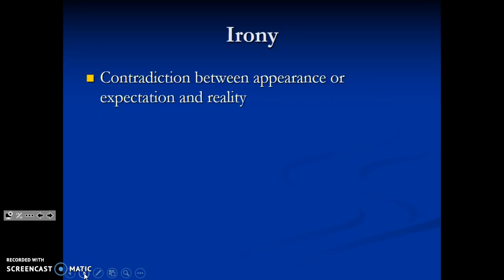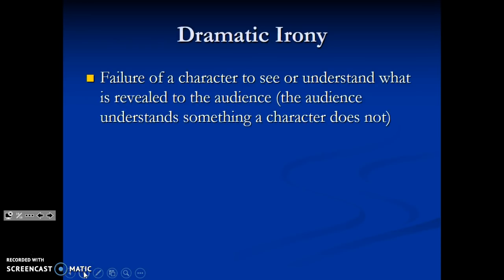Irony, again, this is probably a review for you. Irony in general is a contradiction between appearance or expectation and reality. So something seems different than what it actually is, or someone expects something to be different than it really turns out. And then specifically, dramatic irony is when the audience understands something that a character doesn't understand. The failure of a character to see or understand what is revealed to the audience. So I hope these terms help you to understand Animal Farm a little bit better as you start your reading.